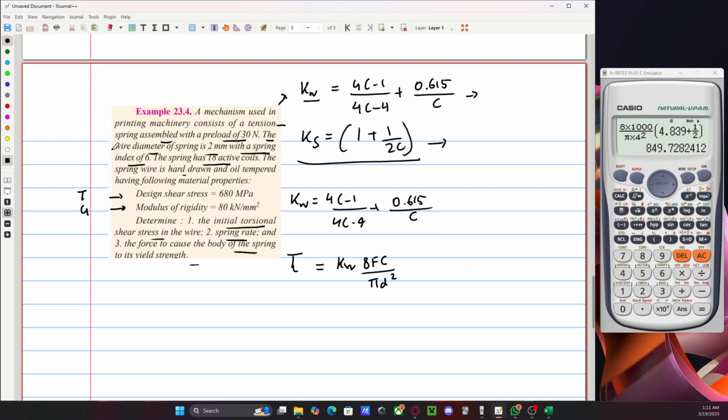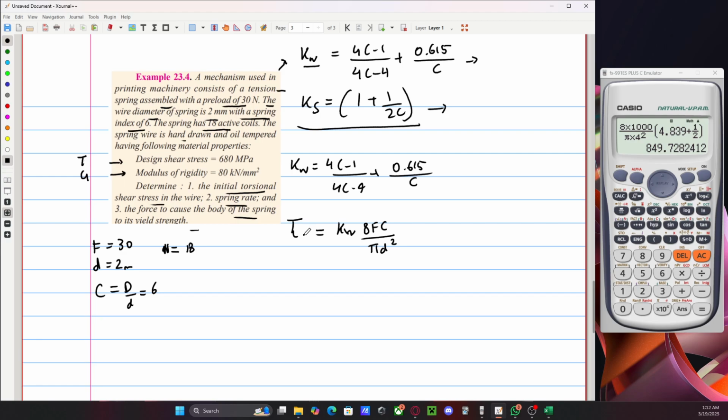Now, they've already told you certain things. Let's go back to our givens. We should always write down what's given. Preload is 30, so our F is 30. Our small diameter d is 2. And they tell you C, which is D over d, is equal to 6. Our capital N equals 18. And we also know that our tau max is 680 and G is that, which we already discussed. We're trying to work out the initial torsional shear stress, so we can label this as tau sub i.